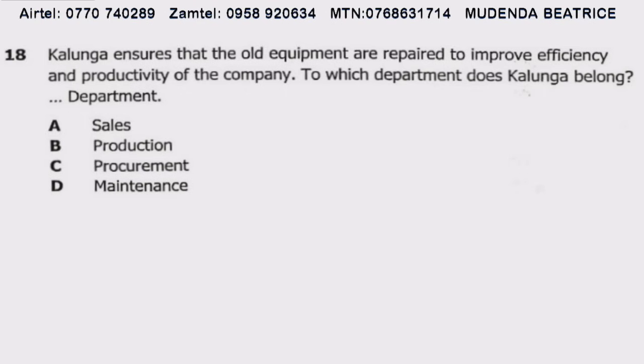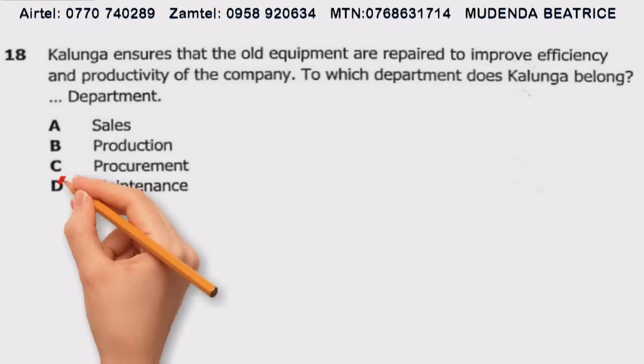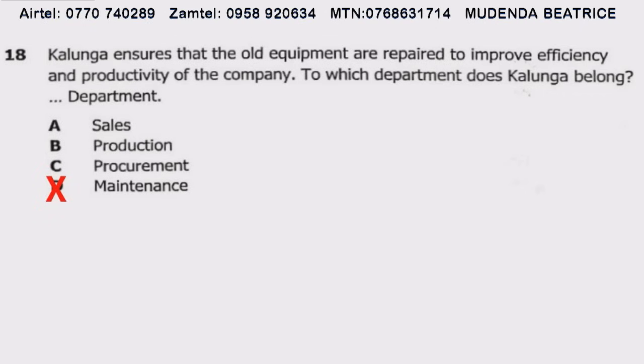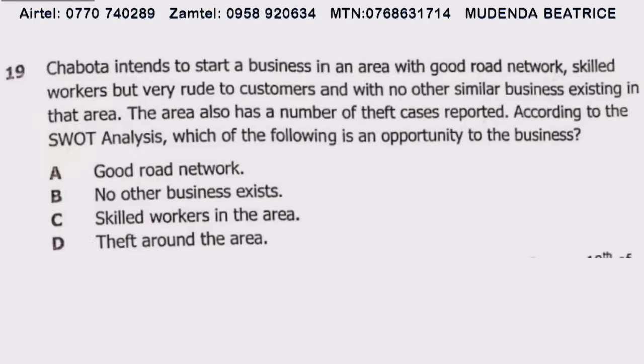So Kalunga belongs to the maintenance department. Kalunga ensures that the old equipment are repaired to improve efficiency and productivity of the company. The answer is the maintenance department.